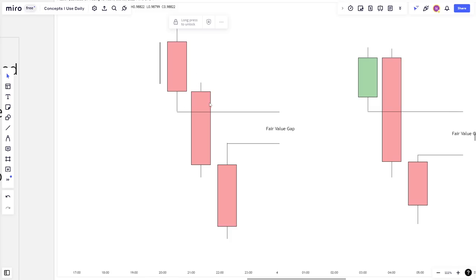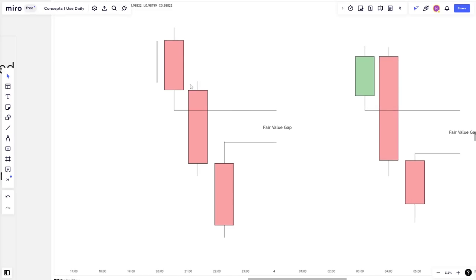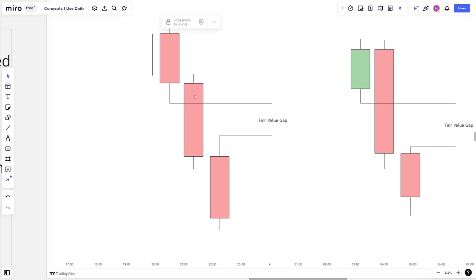It doesn't matter which color it is, right? We just have a candle. Then we have the second candle, which is one of the most important ones, which causes the space between this candle's low and potentially the next candle's high. So as you can see, the first candle is not really that important, but the second candle creates the space between one and three, right?